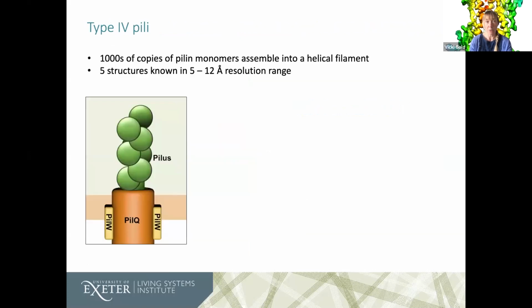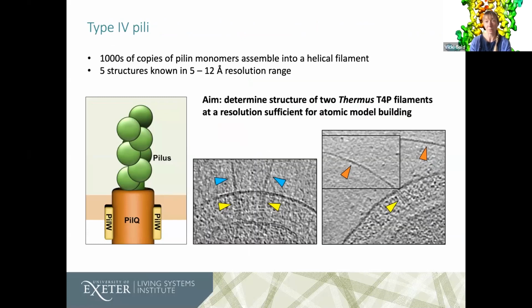So what do we know about type 4 pili? Well, they are comprised of thousands of copies of individual protein monomers, which are called pilins, and they are assembled into a helical filament. There are 5 structures already known in the 5 to 12 angstrom resolution range. So our aim of this work was firstly to see if we do indeed have 2 different filaments, and secondly to determine their structures at a resolution which would be sufficient for atomic model building.